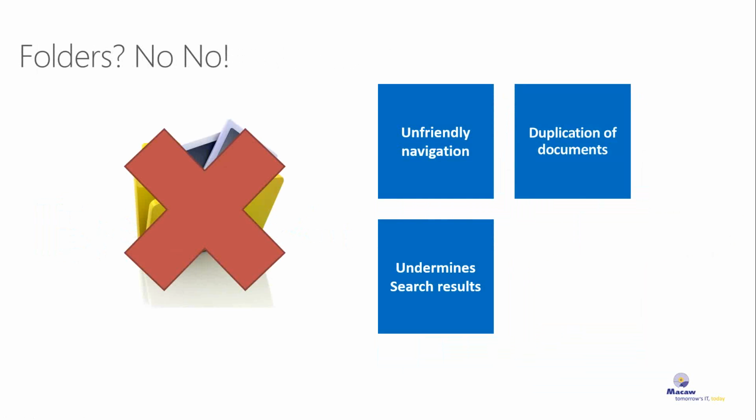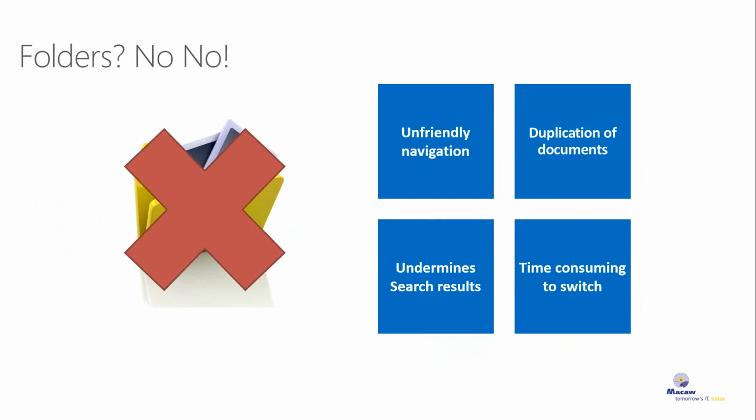It also undermines your search results, because especially if you start to use custom columns, you can use these in the refinement panel, and it makes finding search results a lot easier. It doesn't work with folders though. And last but not least, let's say you do decide to start out with folders first. It's going to be very time consuming to switch to the metadata model. It's not going to be easy, I tell you that. So if you do decide to go down that path, good luck, but keep in mind it can be very time consuming.